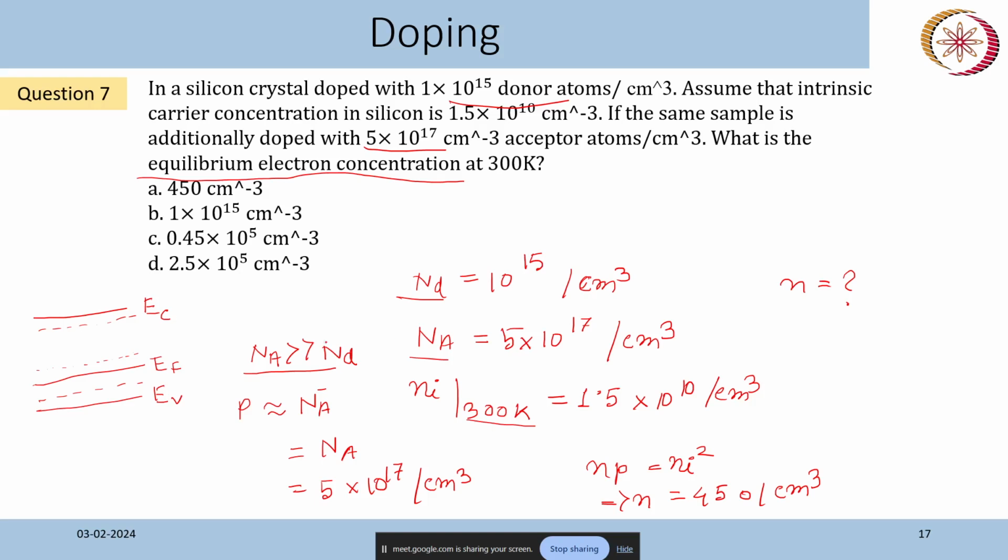Okay, so here we are taking a few assumptions, right? That Na is very much greater than Nd, so P is approximately equal to Na minus, which is equal to Na at room temperature. So that's why we are getting P as equal to Na, and then, because the system is in equilibrium, we are using this formula and calculating N.